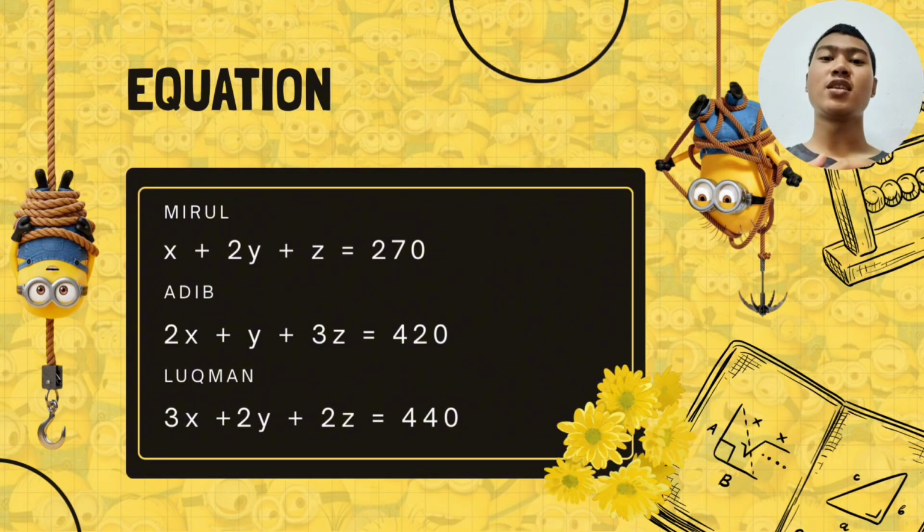As you can see, there are 3 different equations for each different person. Look at Mirul, he bought one 15 ml, two 30 ml, and one 50 ml. That totals up to 270. While Adib bought two 15 ml, one 30 ml, and three 50 ml size perfume, and that totals up to 420. While Luqman, he bought three 15 ml, two 30 ml size perfume, and two 50 ml size perfume, and that totals up to 440.